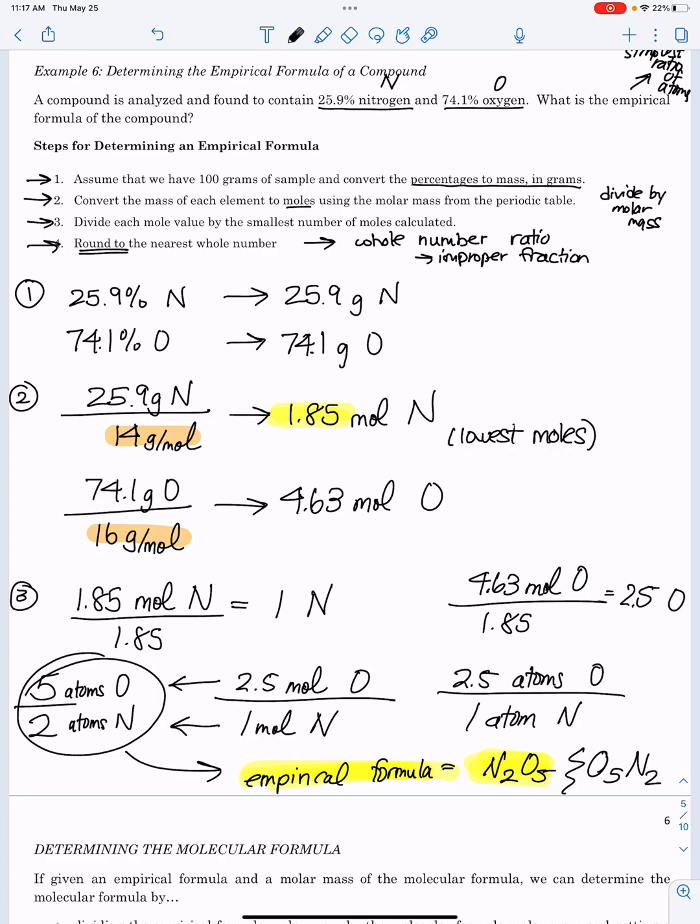And I'm going to end this video with, what if I had even simpler numbers? What if I found out that I had 2 moles of O for every 1 mole of N? Then my empirical formula would be NO2. I'm just showing you that because if the numbers are like that, I don't have to worry about doing this improper fraction business. If it's about 2 to 1 or 3 to 1, then I turn those numbers into subscripts.